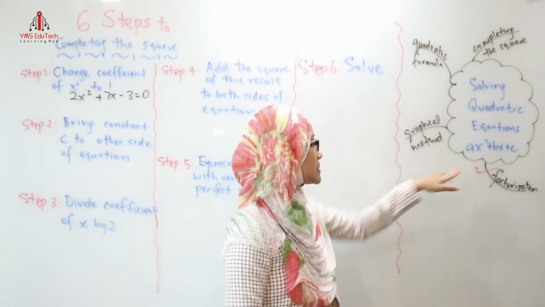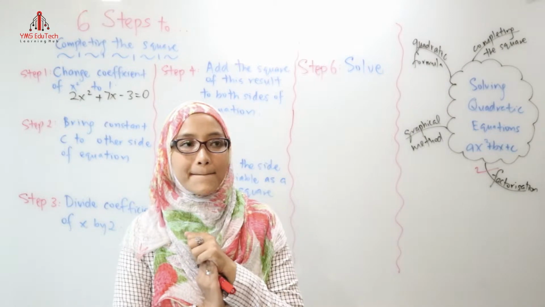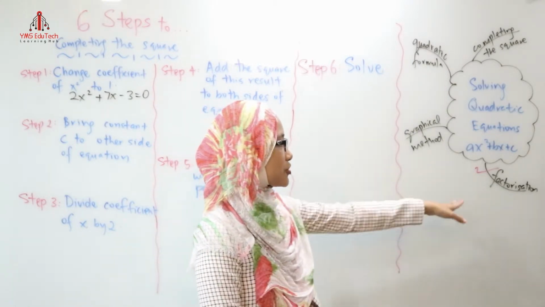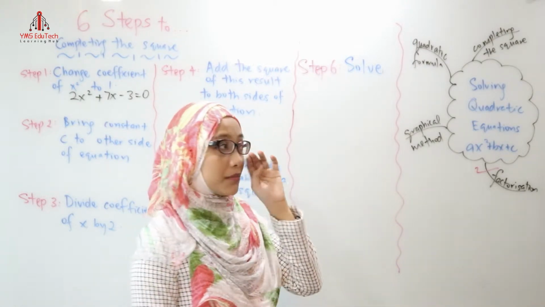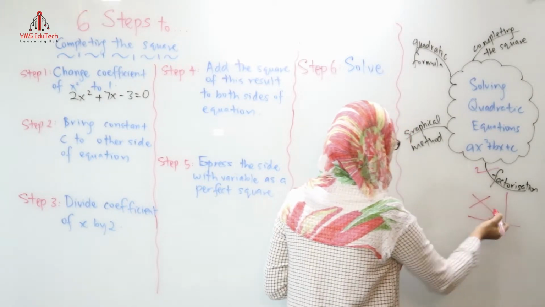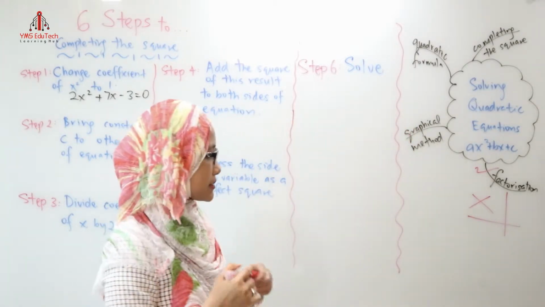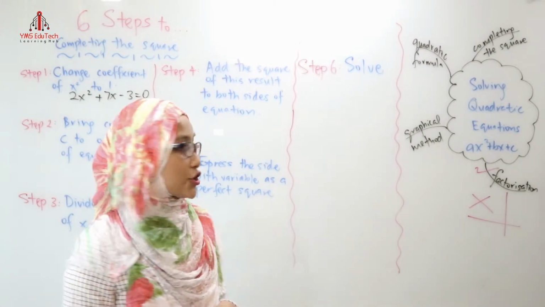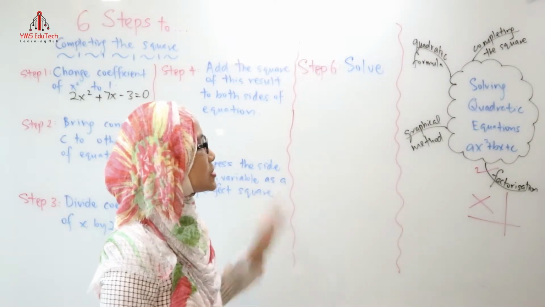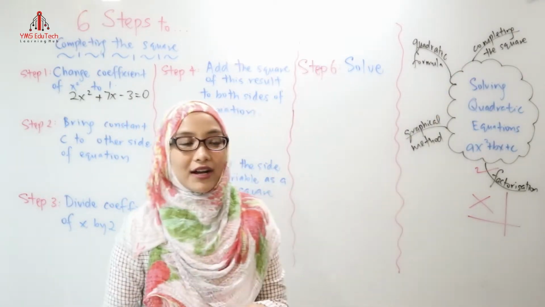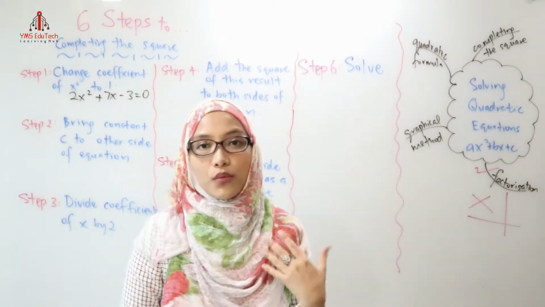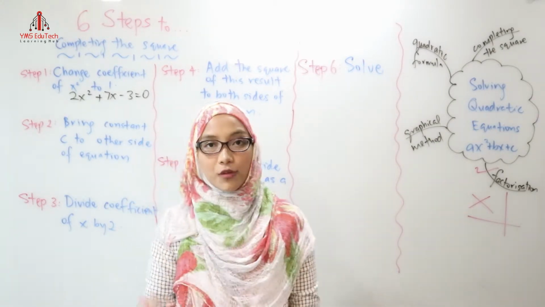A quadratic equation comes in this form: ax squared plus bx plus c. Last week we touched on factorization, where we solved using the crisscross method. Today I'm going to share with you how to solve quadratic equations using completing the square. We still have 2 more ways to solve quadratic equations, one of which is the quadratic formula, which I will share with you next week.